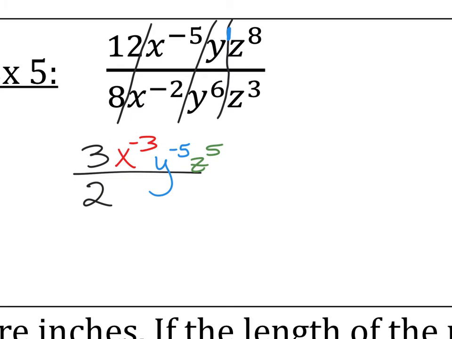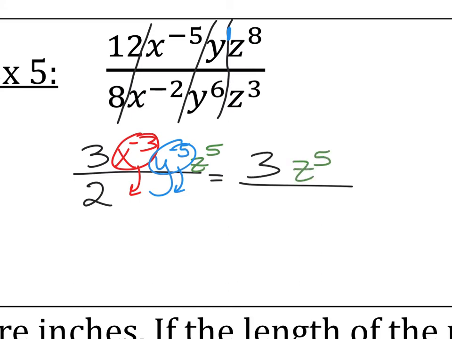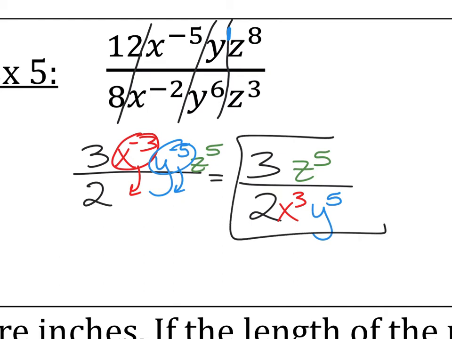Which two pieces, which two letters need to move? Ready. X and Y. Those are both going to move to the opposite side of the line. And when I move it to the opposite side of the line, it's going to change to positive. So I'm going to have 3z to the 5th on top and 2x to the 3rd, y to the 5th on bottom. Just clean up the negative exponents. There's going to be more steps, right? Technically more steps, yes. But you're just cleaning it up at the end. Putting a little package bow on it.